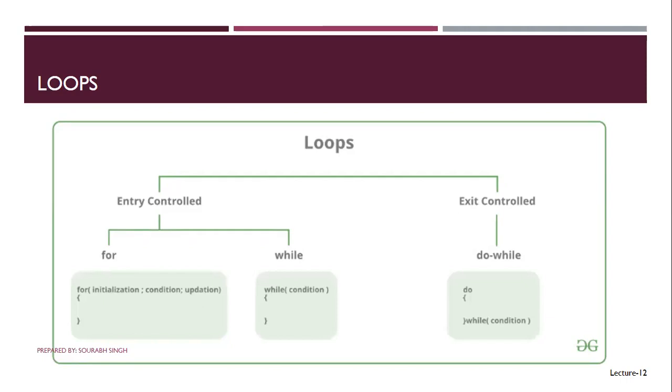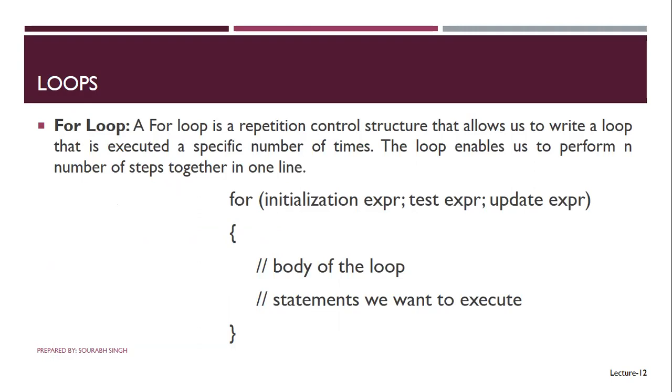Firstly, we'll discuss the for loop. A for loop is a repeated control structure. It allows us to write a loop that is executed a specific number of times. The loop enables us to perform a number of steps together at one time. For example, you can see the syntax of for loop.